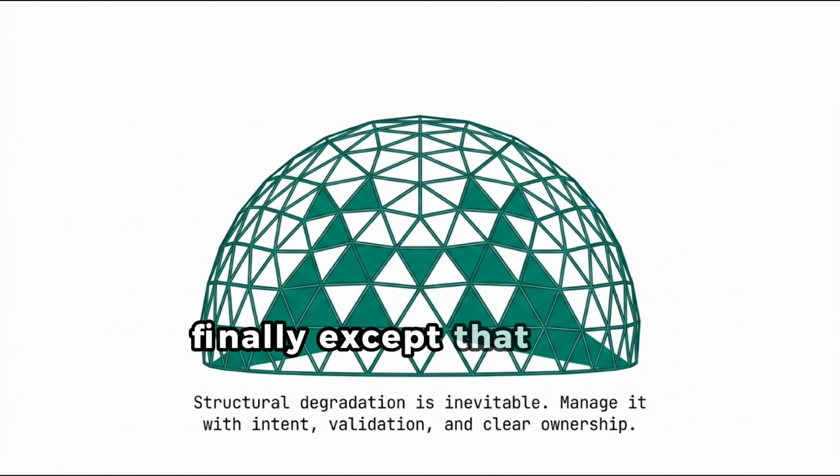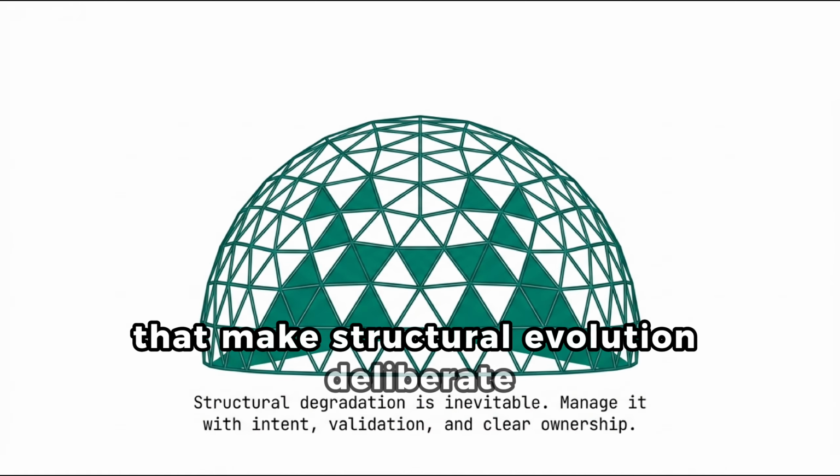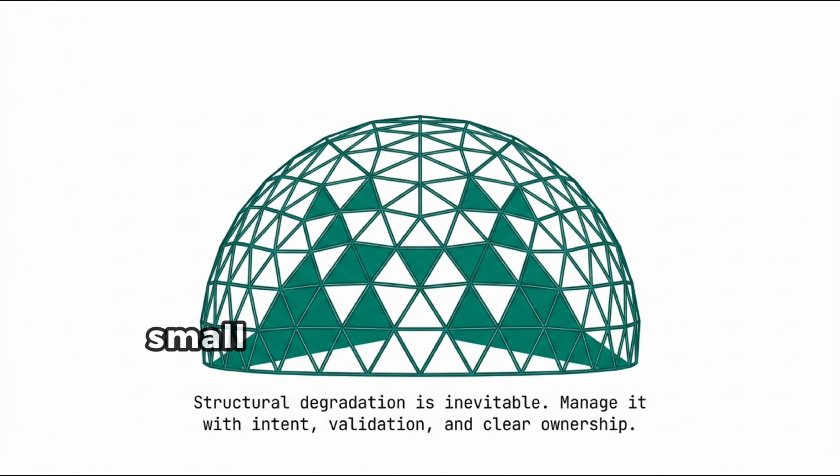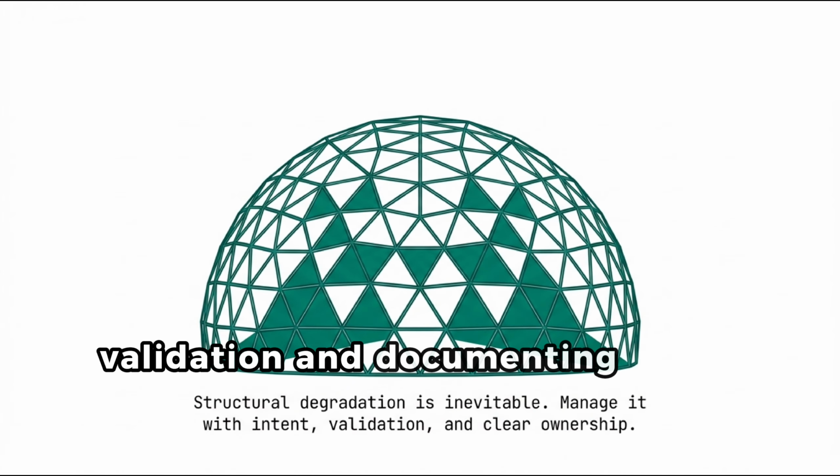Finally, accept that some degradation is inevitable. The goal is to manage it. Create processes that make structural evolution deliberate rather than accidental. Small, reviewed changes with migration plans, validation, and documenting intent.